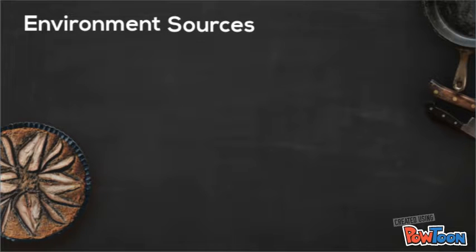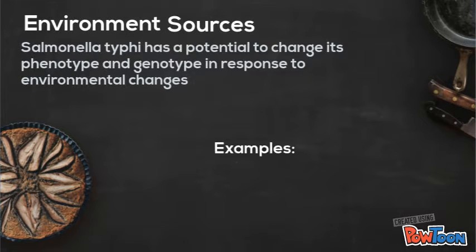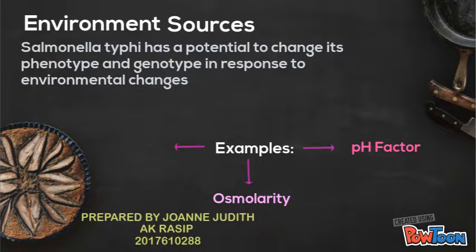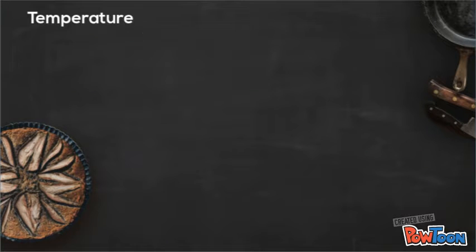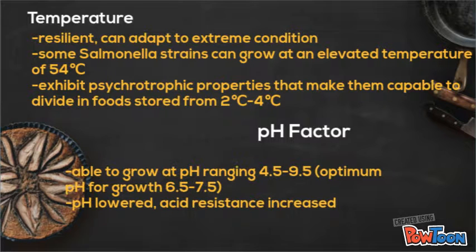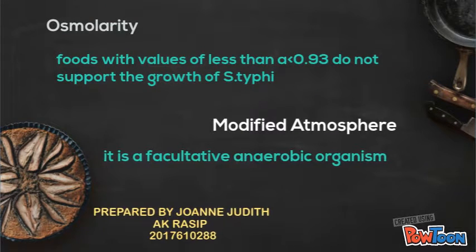Environment sources. Salmonella typhi has the potential to change its phenotype and genotype in response to environmental changes, for example, temperature, pH factor, osmolarity, and modified atmosphere. These are the explanations for environment sources and the temperature and pH factor. And these are the explanations for environment sources and the osmolarity and modified atmosphere.